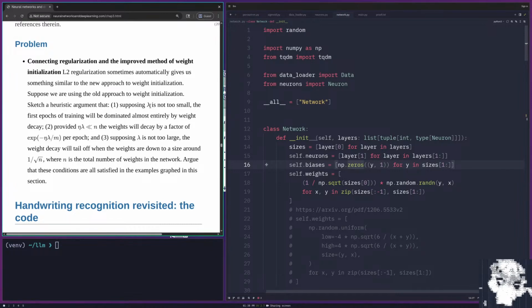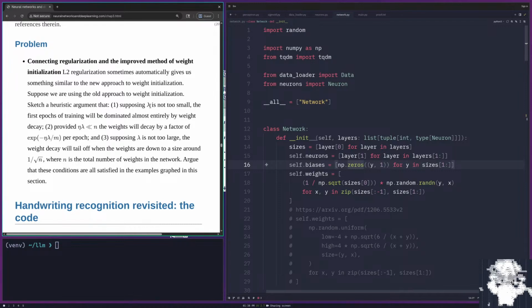2. Provided eta lambda is much less than n, the weights will decay by a factor of exp of negative eta lambda over n per epoch. And 3. Supposing lambda is not too large, the weight decay will tail off when the weights are down to a size around 1 over square root of n, where n is the total number of weights in the network. Argue that these conditions are all satisfied in the examples graphed in this section.